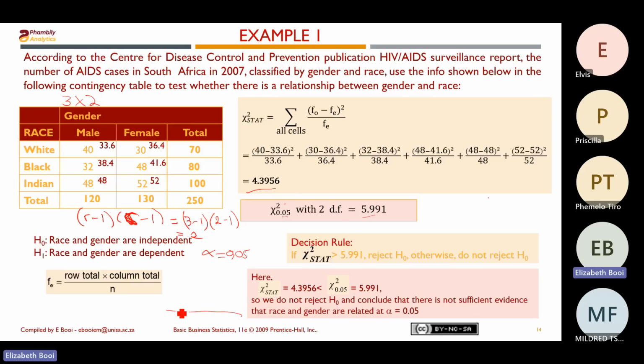So if we draw it, this will be 5.991, and our 4.3 would fall in the do not reject area, because this is the rejection area. And we can then conclude that there is no sufficient evidence that race and gender are related.